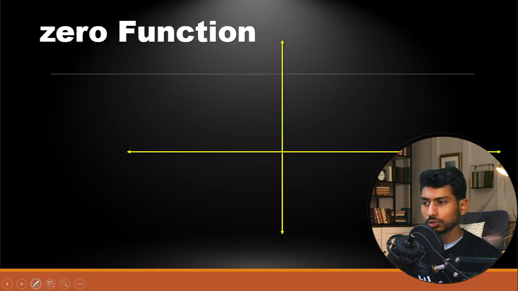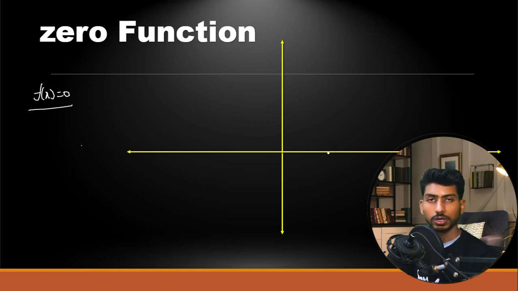Now next come to the zero function. Basically the function which makes every value 0. f(x) = 0. So it will not be visible to you because the x-axis value is 0 itself. So basically this line is getting highlighted again. Nothing will be shown to you. f(x) = 0.